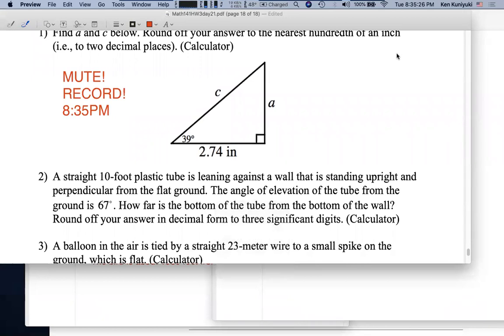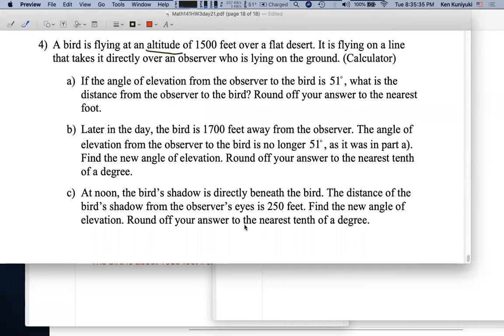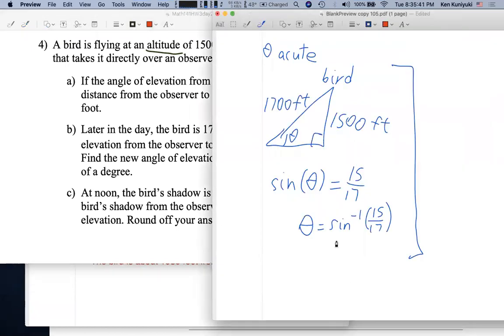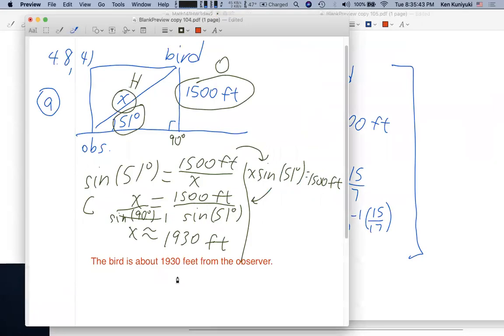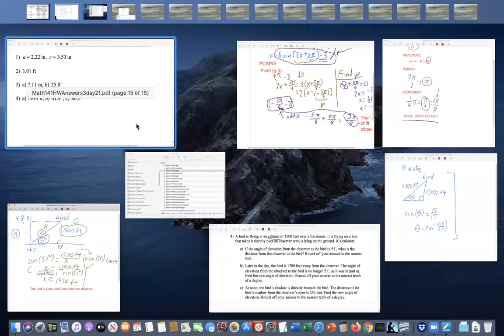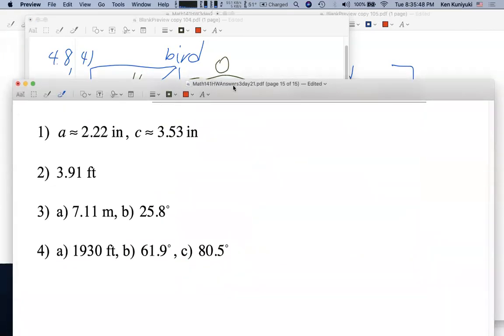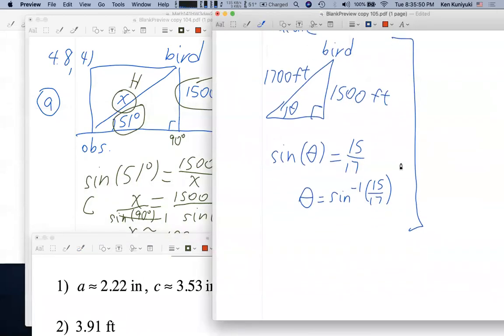All right, welcome back. I'm continuing with the chat questions here, and where am I? Oh, I haven't done C yet. I didn't even finish B yet. Okay, B. The answer to B was 61.9 degrees. Is that right? Can you check that?